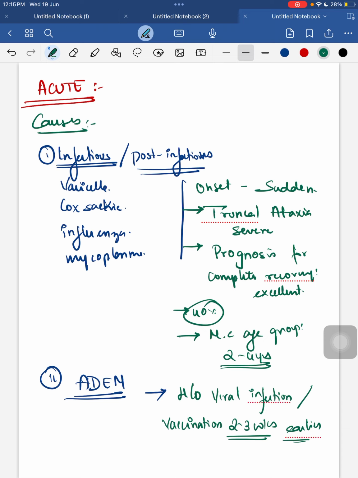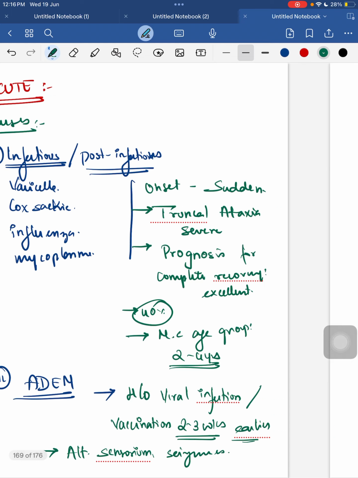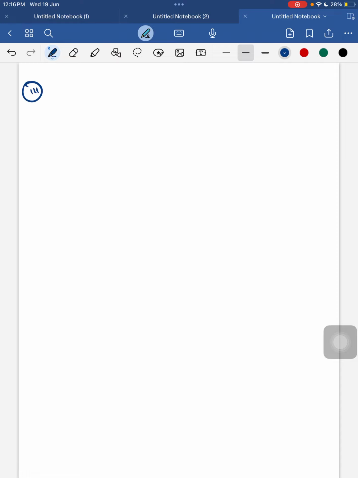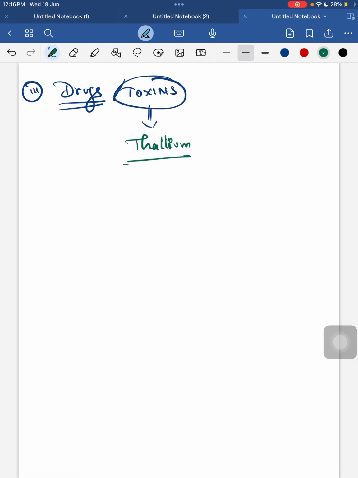Coming to drugs, your anticonvulsants such as phenytoin and carbamazepine can cause ataxia even at the therapeutic level. Second, your barbiturates and benzodiazepines can cause ataxia at higher serum levels. Another one, dextromethorphan, an antihistamine, can also be a reason for ataxia.